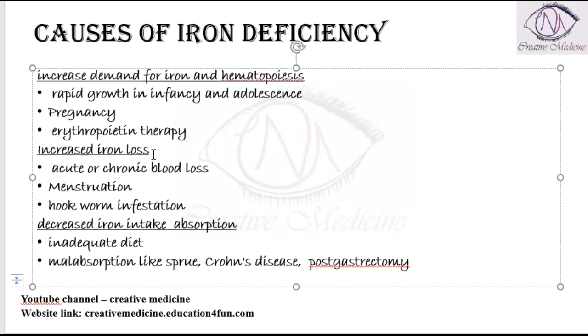Then there is also increased iron loss. In iron loss conditions like acute or chronic blood loss, in menstruation, or in hookworm infestation, the iron deficiency anemia is seen because of iron loss.